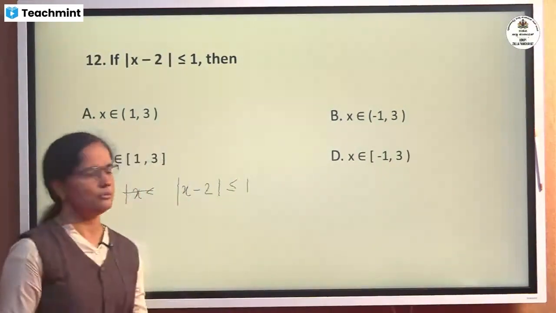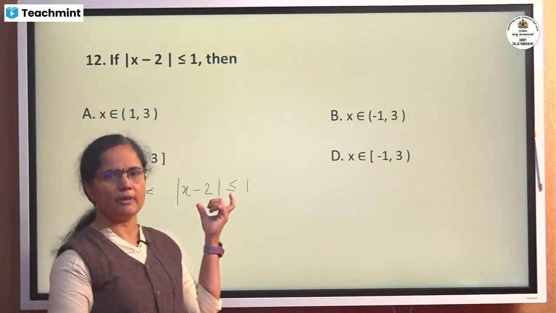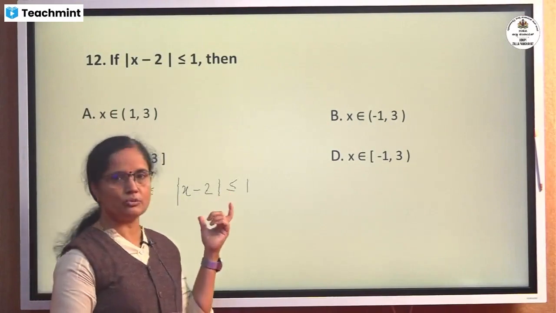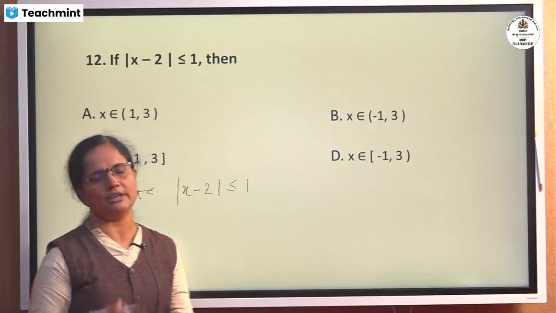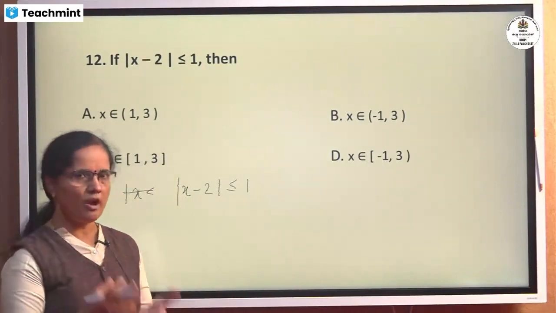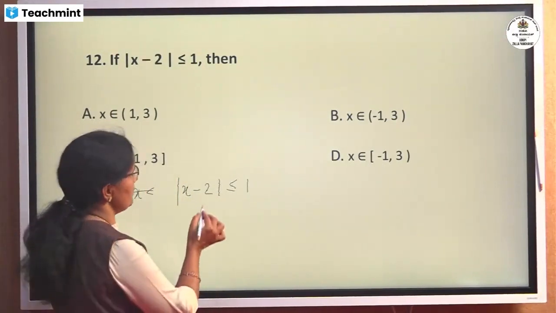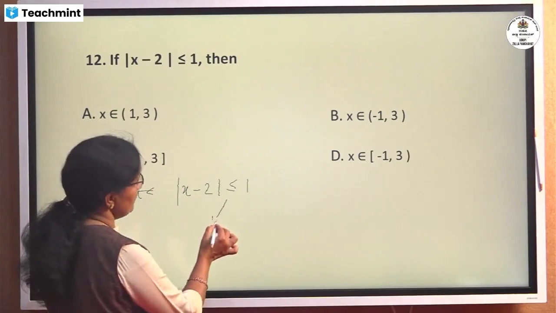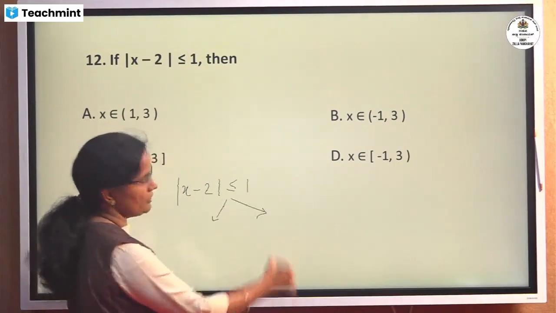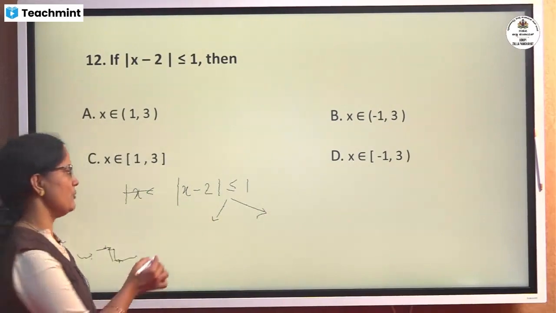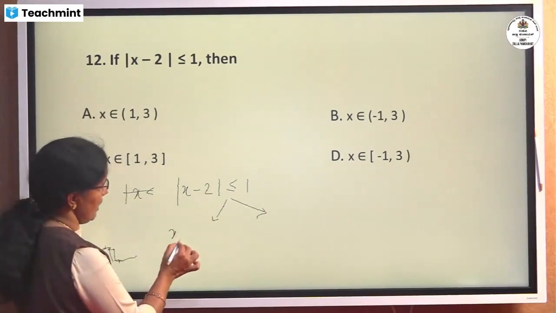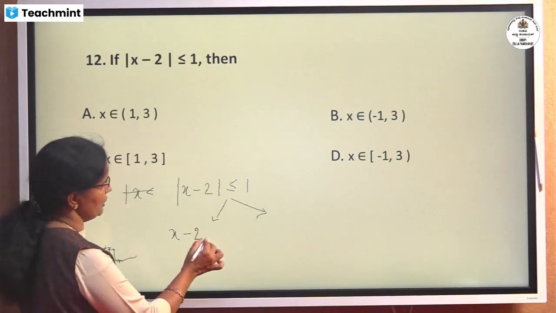So here you know that this is the absolute inequality. That means x minus 2 may be a positive value or it may be a negative value. The modulus of any number is always positive, so you have to remember that. Therefore, to write the solution for this type of inequality, so many formulas are there. I will not introduce formulas. The very easy thing is you have to split it into two inequations.